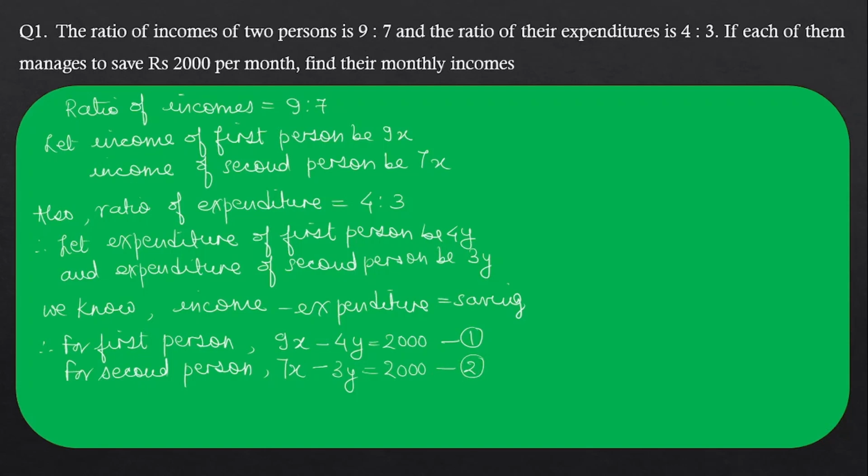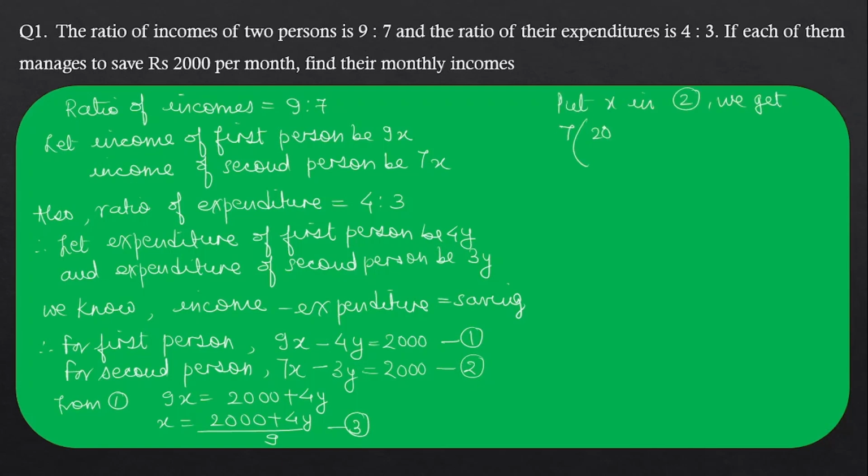Now let us try to solve. We will be using the substitution method to solve this. So from equation 1 I get 9x is equal to 2000 plus 4y. Therefore x becomes (2000 plus 4y) upon 9. This value of x, since I have obtained it from equation 1, I will substitute in the second equation. Put x in the second equation. We get, in place of x I will write (2000 plus 4y) by 9, minus 3y is 2000.